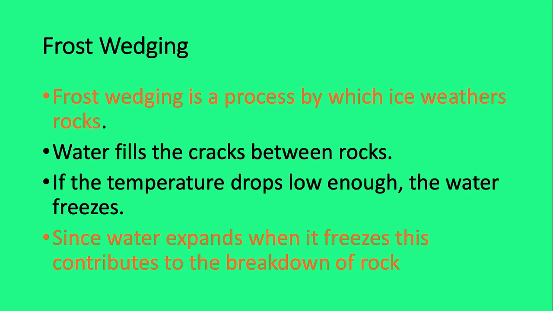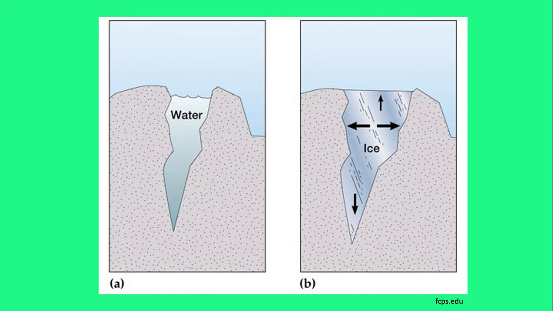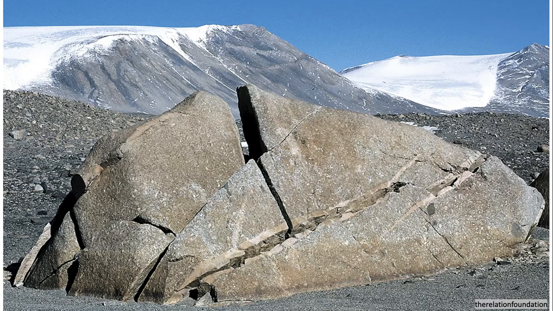Frost wedging is a form of physical weathering. It's how ice weathers rocks. Water fills the cracks between the rocks, and if the temperature gets low enough, the water freezes. Since water expands when it freezes, this contributes to the breakdown of rock. So while it's still liquid, water fills a crevice, and then when water freezes, it expands. It's a unique property of water, and it makes the hole a little bigger. Here is a photographic example of frost wedging.